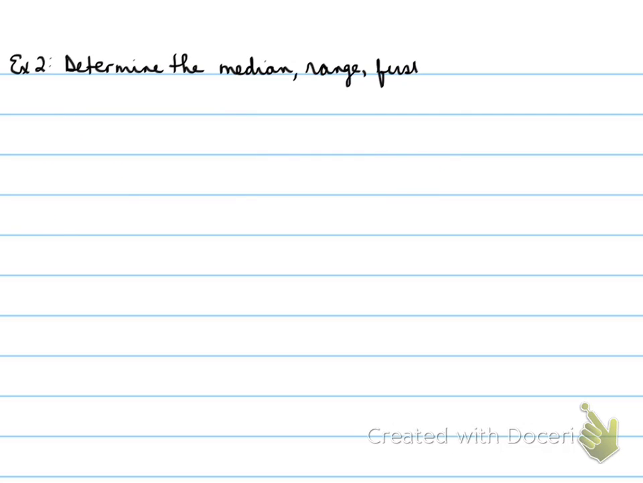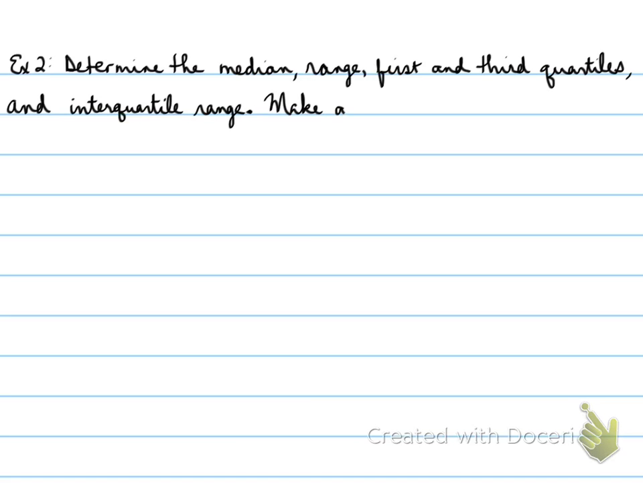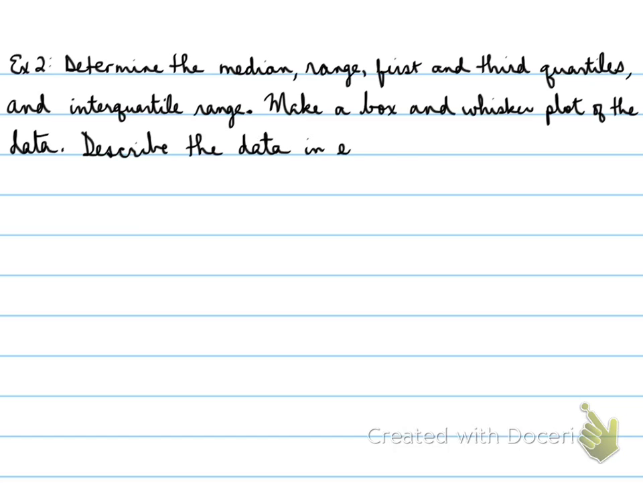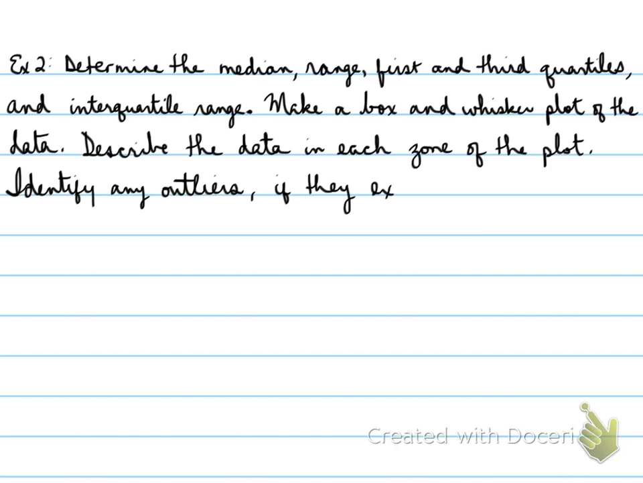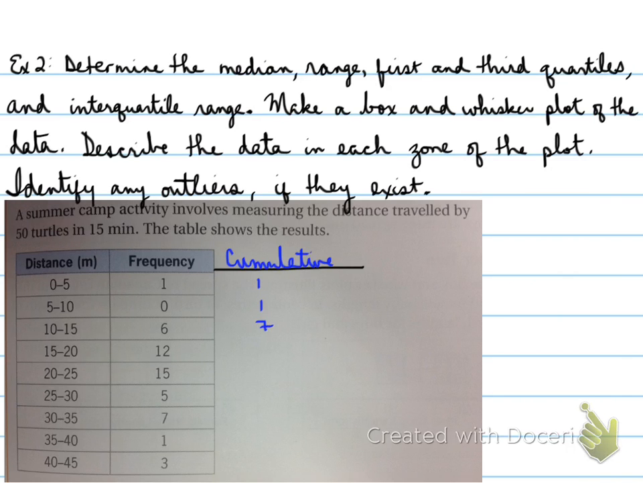Example 2. Determine the mean, median, range, first and third quartiles, and interquartile range. Make a box and whisker plot of the data. Describe the data in each zone of the plot. Identify any outliers if they exist. So let's pause this for a minute.